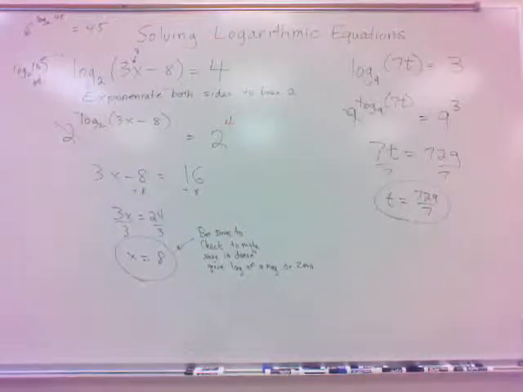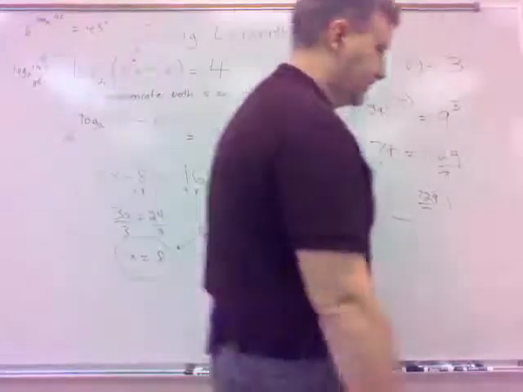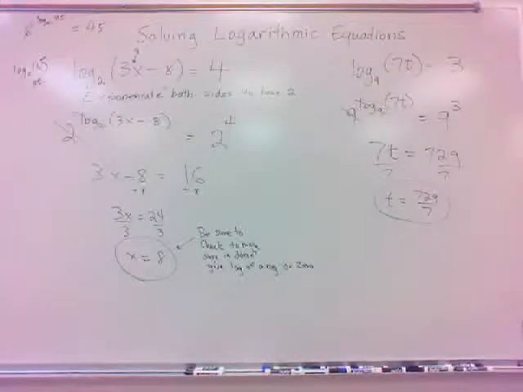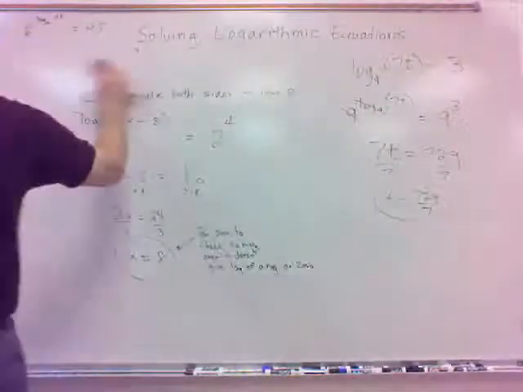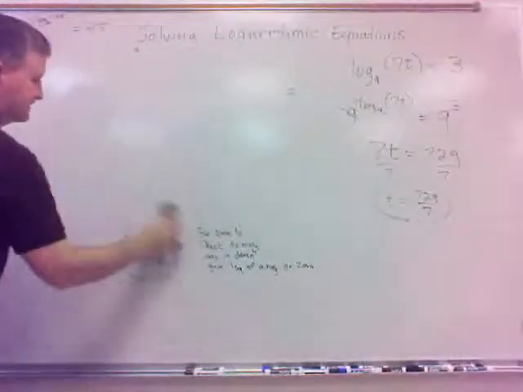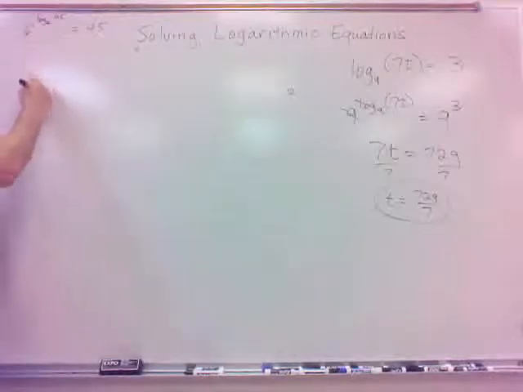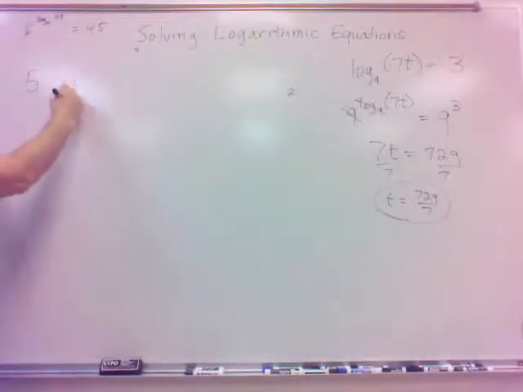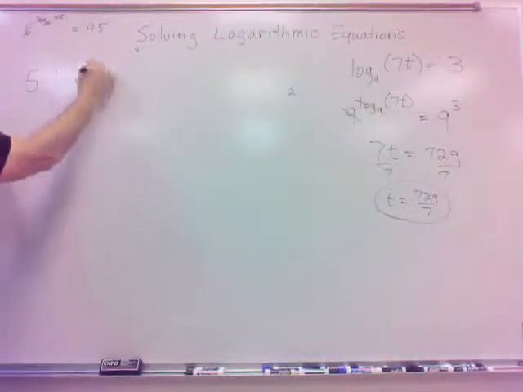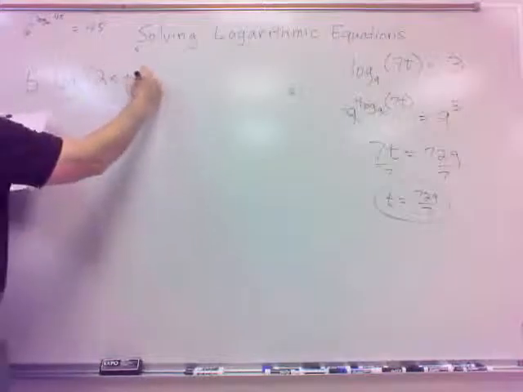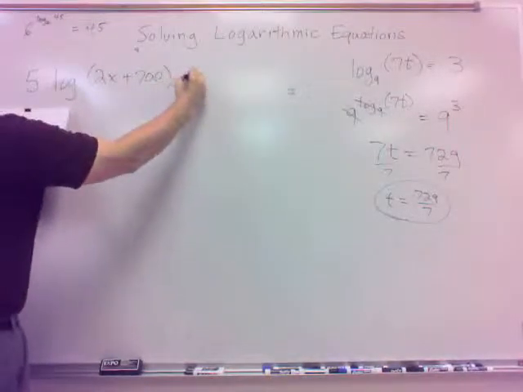All right, so that's the basics of doing it. Now, a couple of matters to consider here. What if I have this one? What if I have 5 log of 2x plus 700 equals 15?